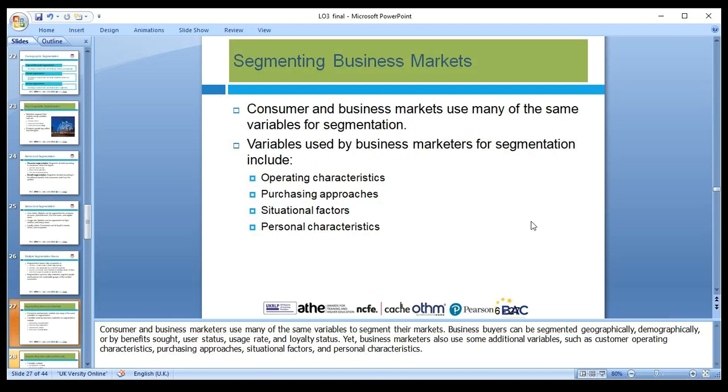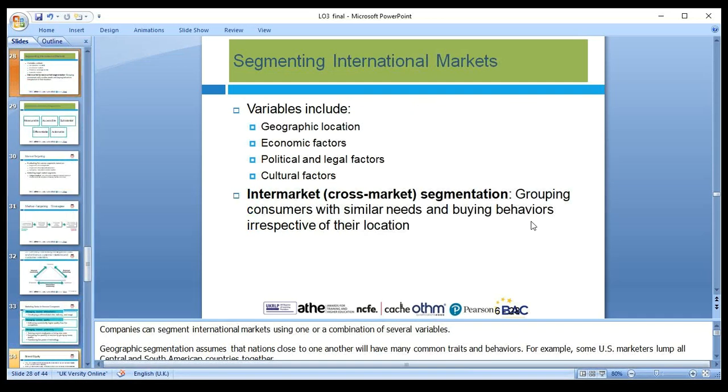So, segmenting the business market: situational factors, operating characteristics, purchasing approaches, and also the personal factors of customers and clients. We can also segment international markets by geographical location and economic factors, such as developed economies, emerging economies and developing economies, and cultural factors, like joint families and separate families. So you can offer multi packs, big packs and small packs, in different sizes.